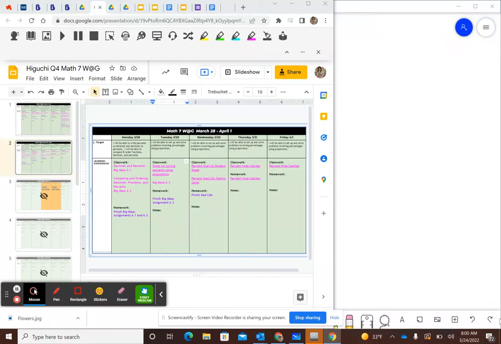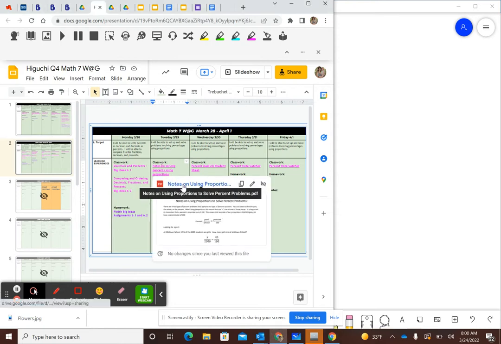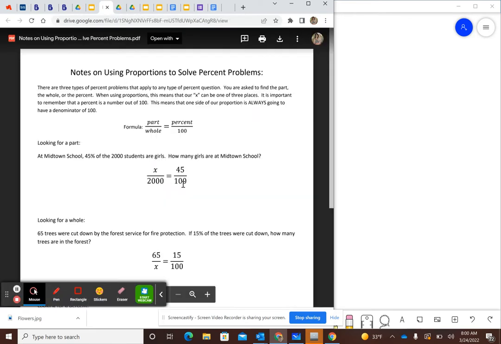Hey, seventh graders. Today we're going to learn how to solve some percent problems using proportions. Okay. So you'll see that the note section is linked on your WAG on March 29th. You're also going to get a small yellow packet. Okay. So you're going to take your notes on the packet, but I'm going to go through a few of these examples with you so you know what you're doing today.